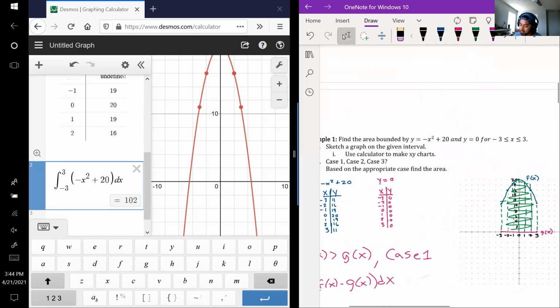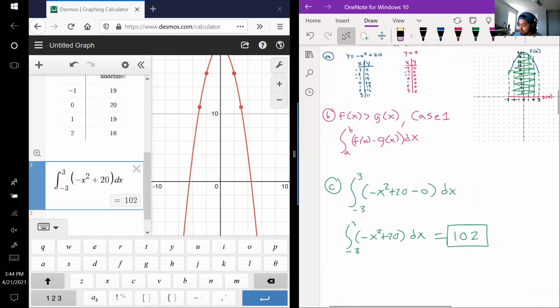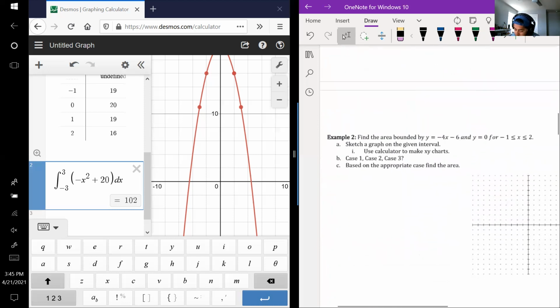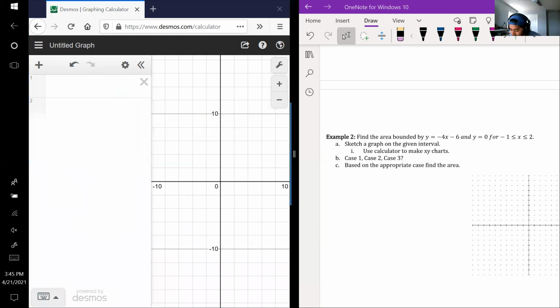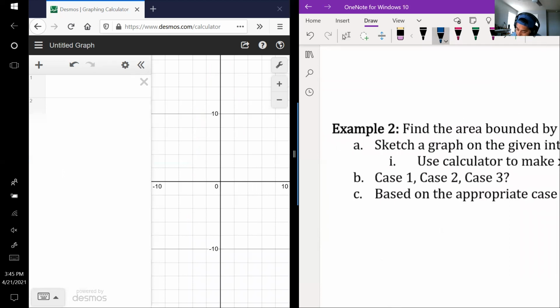Okay. Sweet. So that was case one. Let's go on to the next. Okay. 2. Find the area bounded by y equals -4x minus 6 and y equals 0 for -1 to 2. So there's our interval, -1 to 2. And again, we're going to sketch everything.